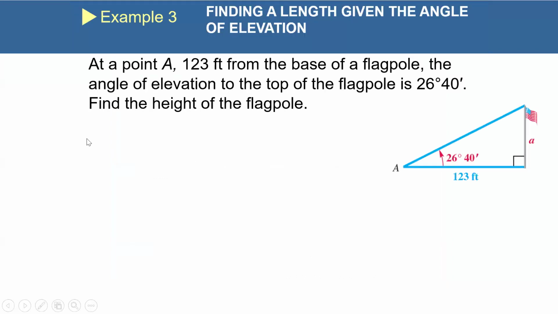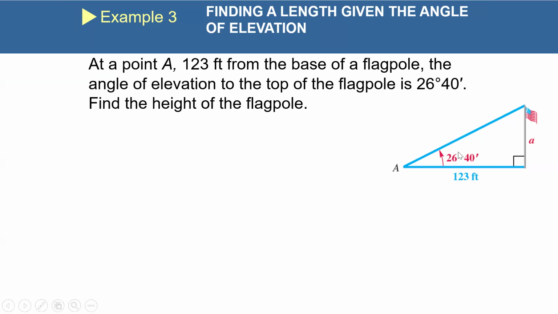So let's look at our example here. We're starting off easy. At a point A, 123 feet from the base of a flagpole, the angle of elevation to the top of the flagpole is 26 degrees and 40 minutes. Find the height of the flagpole.